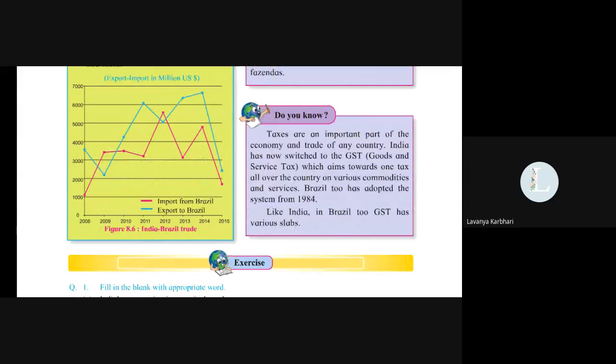Taxes are an important part of the economy and trade of any country. कोणत्याही देशासाठी कर आणि व्यापार, ओके, सॉरी, थोडक्यात कर हे इकॉनॉमी आणि व्यापाराचा एक मोठ्या प्रमाणात इम्पॉर्टंट पार्ट असतो. India has now switched to the GST, okay, goods and service tax, which aims towards one tax all over the country on various commodities and services. Brazil too has adopted the system from 1984. Like India, in Brazil too GST has various slabs.